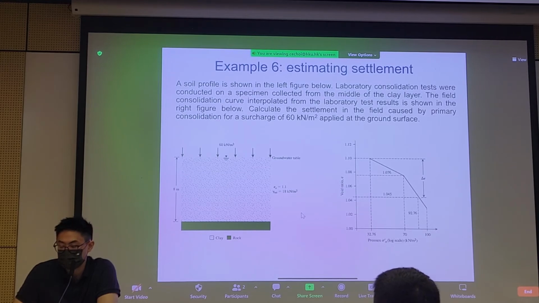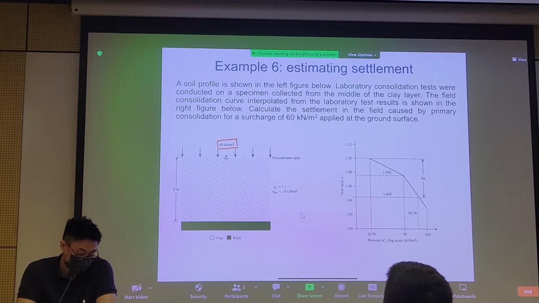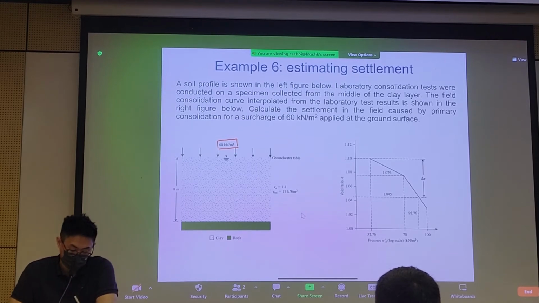So can we use lab data to estimate what would happen in the field? We know that for this problem, we have a total stress applied of 60 kPa. The groundwater table is basically at the ground surface. You're given an initial void ratio of 1.1, a saturated unit weight of 18 kilonewtons per meter cubed, and an initial thickness of 8 meters.